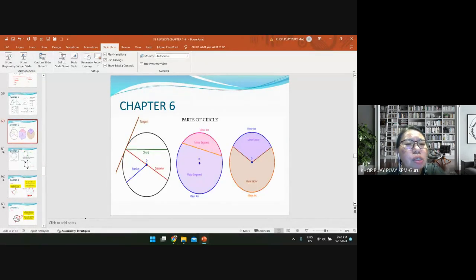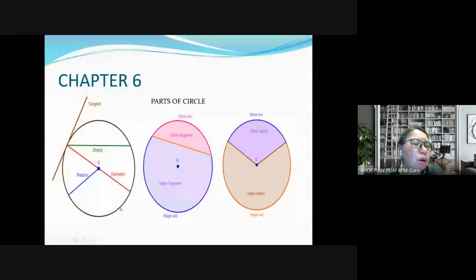Okay, next one, for circle. For circle, make sure you know the names of the parts. If not, if the question says diameter, what are they saying? Then you must know what they are telling you. Where is the segment? Where is the sector? Where is the arc? Where is the diameter? You must know what they are talking about.